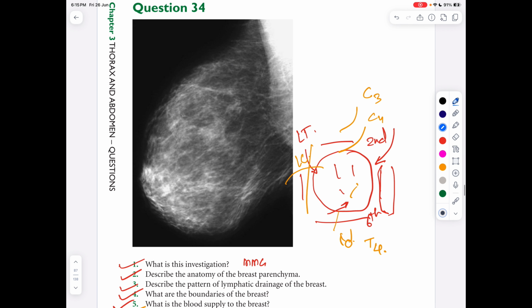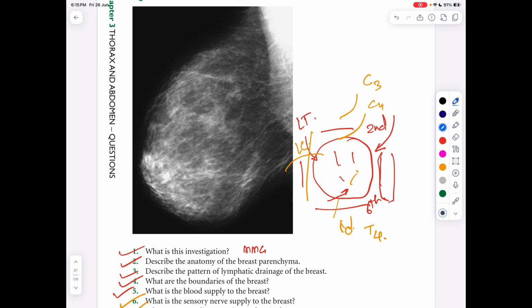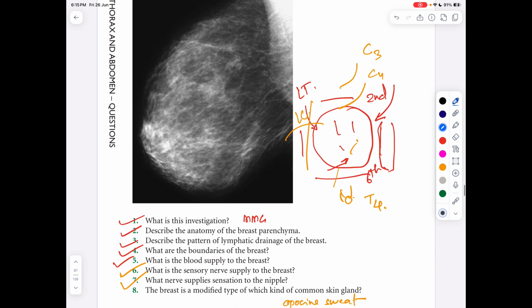So this is mammography, anatomy of the breast parenchyma. The female breast has the lactiferous ducts, and then they open at the nipple. Pattern of lymphatic drainage of the breast: axillary lymph nodes are drained, anterior, middle, posterior, from level 1 to level 2, level 3. The boundaries of the breast: the base of the breast lies from the lateral border of the sternum to the mid-axillary line, second rib to the sixth rib.